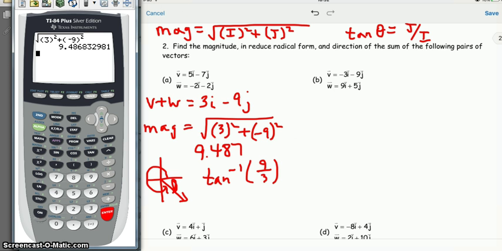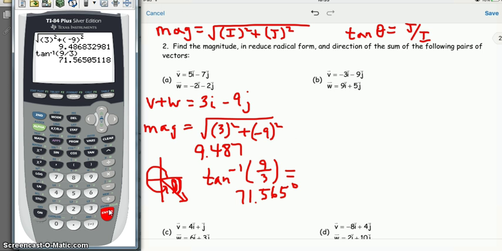Does not matter if I use the negative sign or not. It's irrelevant in this case. I'm simply going to plug that in my calculator, inverse tangent of j divided by i. And notice you get 71.565.